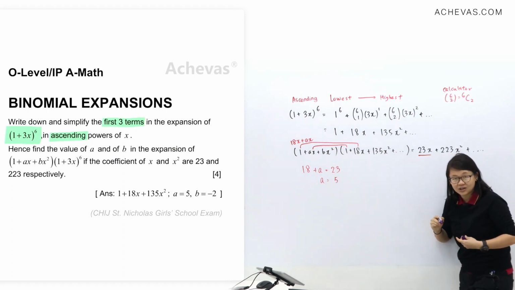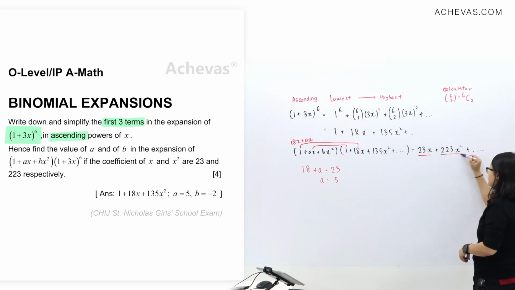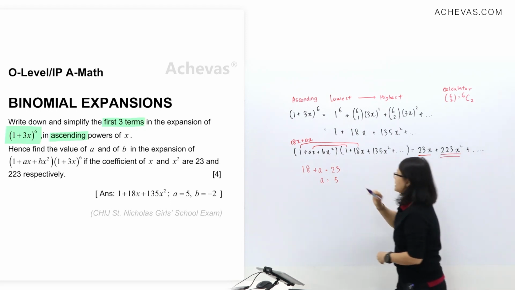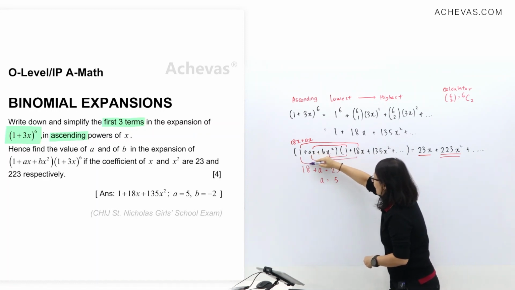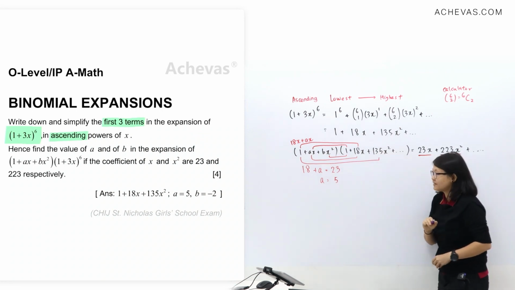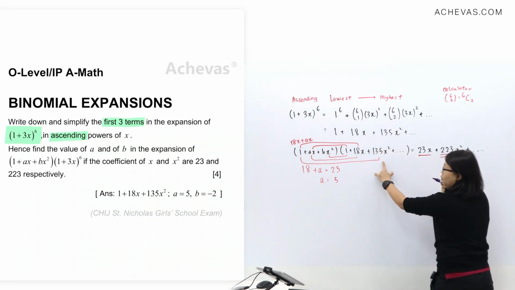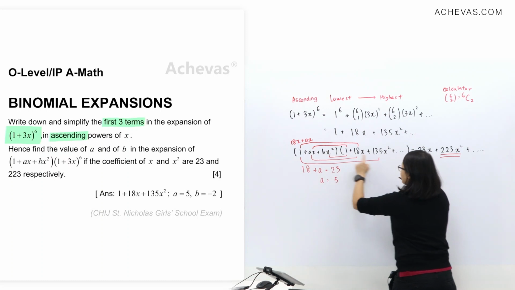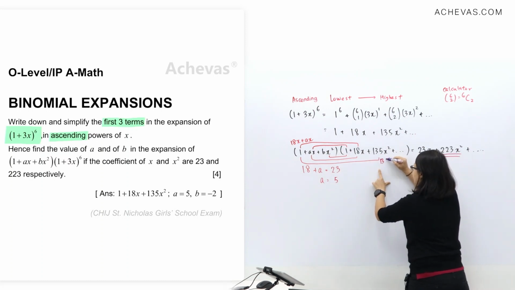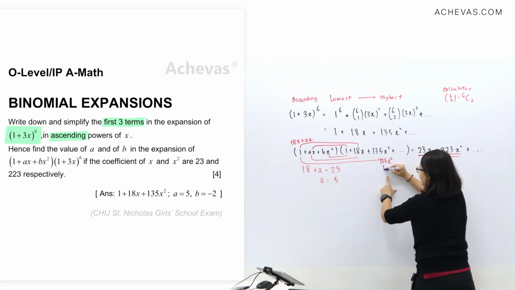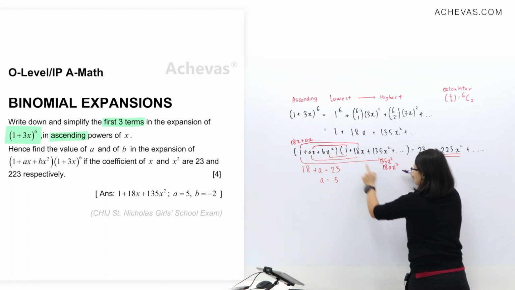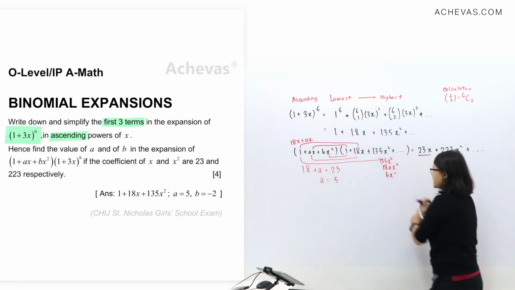Now let's take a look at the coefficient of x squared then. How are we going to link here? We're going to link bx squared with 1, ax with 18x, and 1 with 135x squared. Now let's take a look at them one by one. 1 times 135x squared, I'll get 135x squared. And ax times 18x, I'll have 18ax squared. And the third one, bx squared times 1, I'll have bx squared.